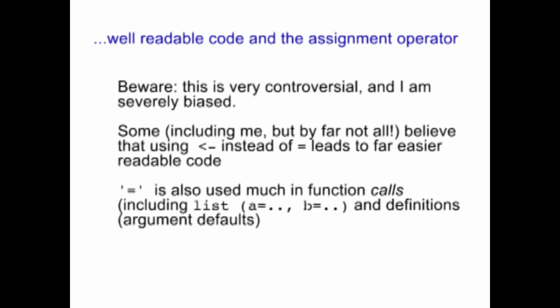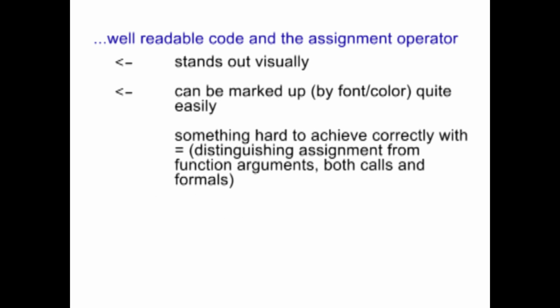The left arrow stands out visually, and then it can be nicely marked up by font color or other means. If you mark up all equal signs, as I think Knitr, for instance, does, and others, then you really mix up the 3 different, or 2 main, meanings of the equal sign. And I think it's useful for teaching and also for reading code that assignment as something special stands out from the other uses of the equal character.